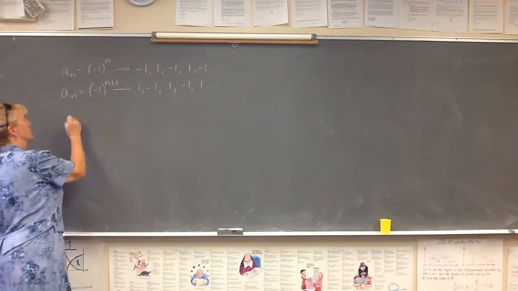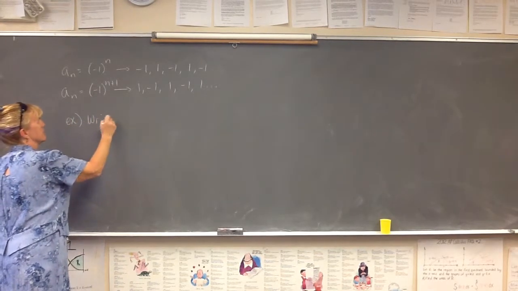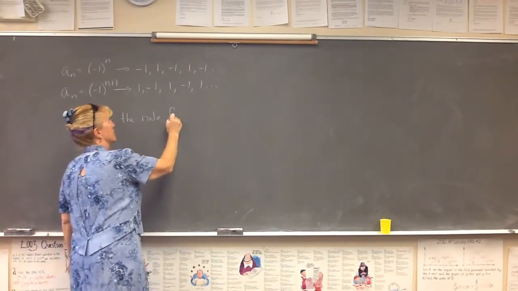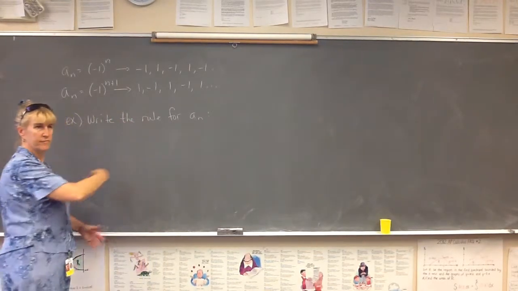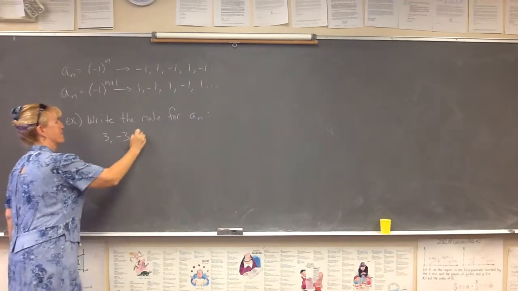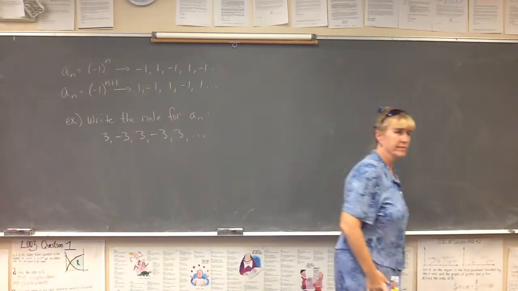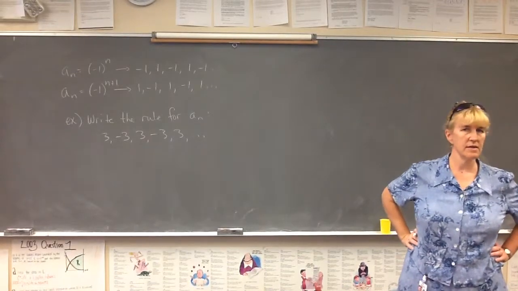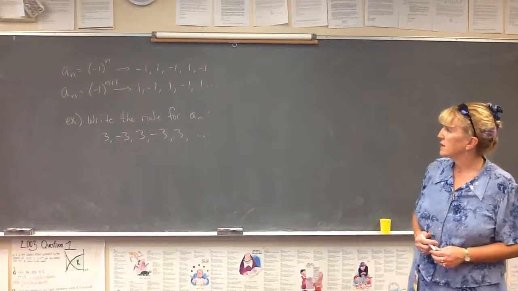Here's another example for you. What if I want you to write the rule for a sub n, and I'm going to give you this sequence. I'm starting off with 3 and then negative 3, and then 3 and then negative 3, and then 3 and then negative 3, and so on. Keeps going. What do you think?